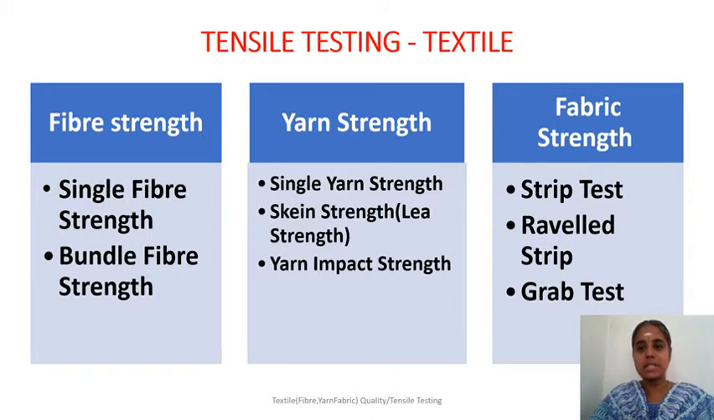In grab test, the fabric width is longer and the jaw width is small. You grab the fabric. So grabbing, this hand is the jaw, and this is the fabric, and the width of the fabric is longer, and here you can see the jaw holding it. So this is grab test. So these are the common tensile tests done for fabric.